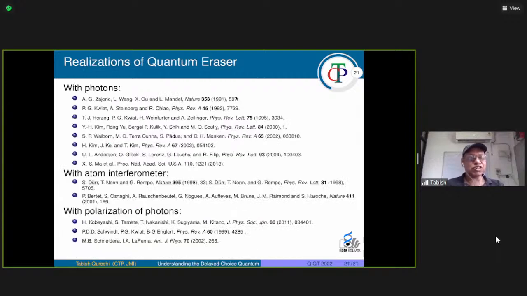In the meanwhile, let me just show you the various ways in which it has been physically realized with photons. I think this was the first one, by Mandel in Nature. Then this last one, 2013, is by Zeilinger's group. It has been done with atoms. It has been done with polarization of photons, and so on. So it has been experimentally realized in a lot of ways, and people have actually seen that the delayed choice quantum eraser works in practice also.